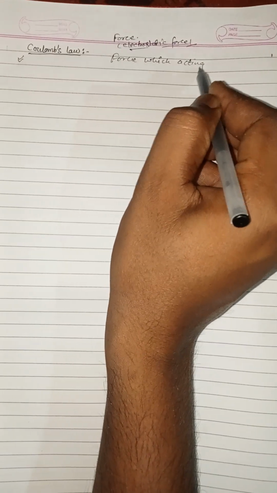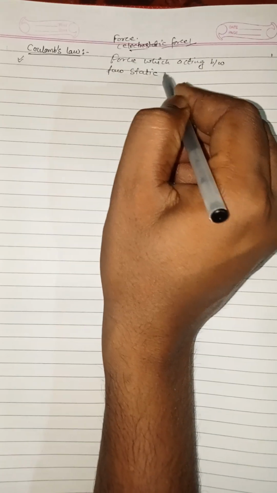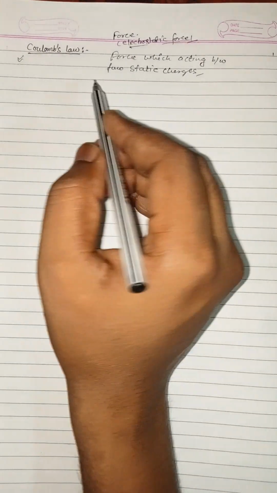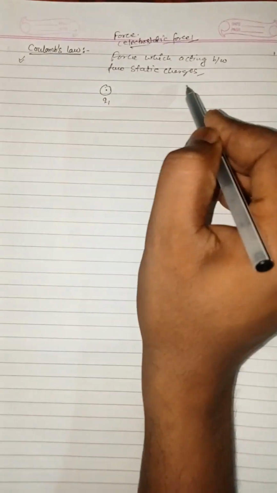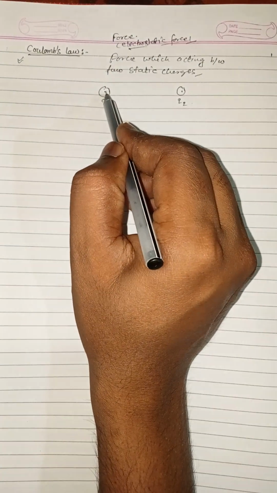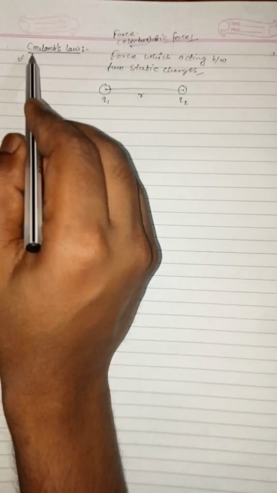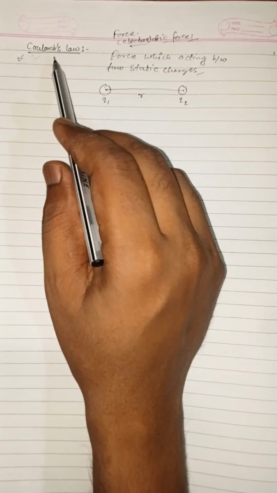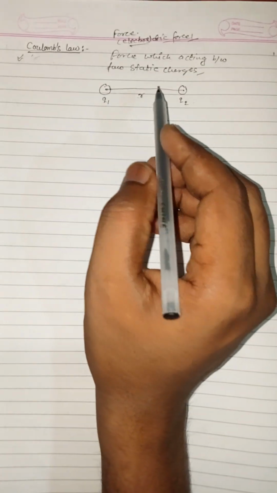acting between two static charges, two static electric charges. That is, if we have two charges, like charge q1 and another charge q2, and the distance between their centers is r, then the famous scientist Coulomb gave a law which is known as Coulomb's law, and we find the force acting between these two charges.